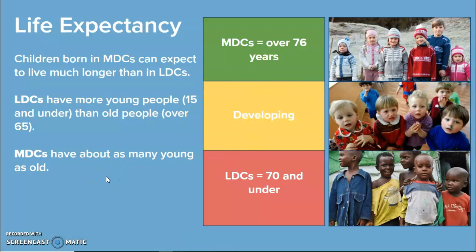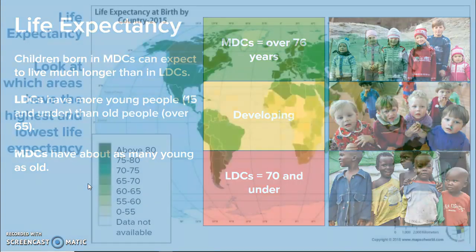So, life expectancy is the first category. Children born in more developed countries can expect to live much longer than in less developed countries. Also, less developed countries have more young people, 15 and under, than old people. More developed countries have just about as many young people as old.